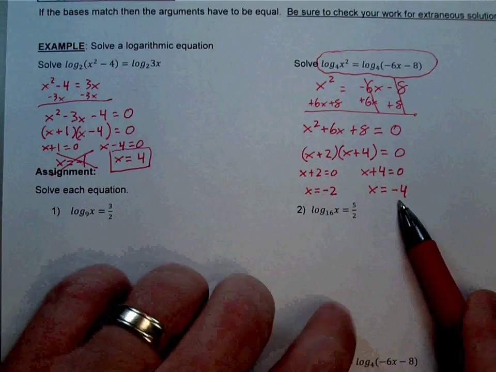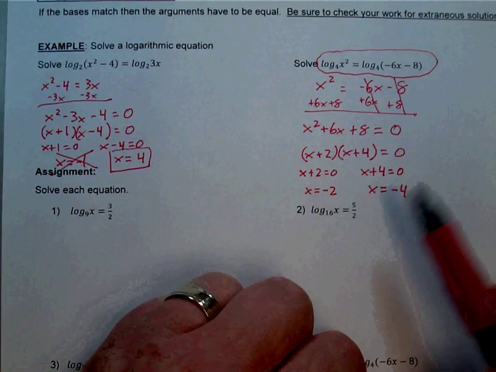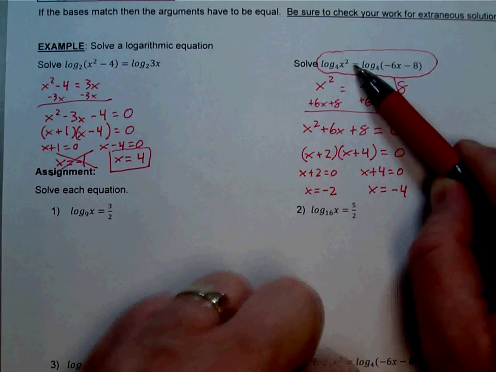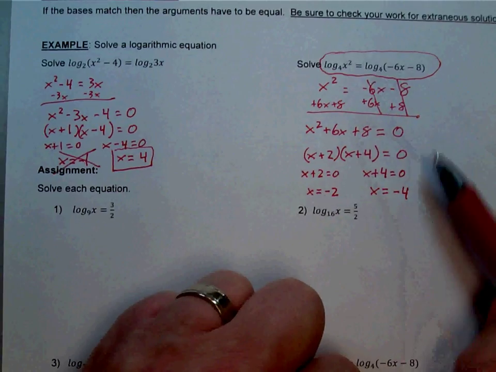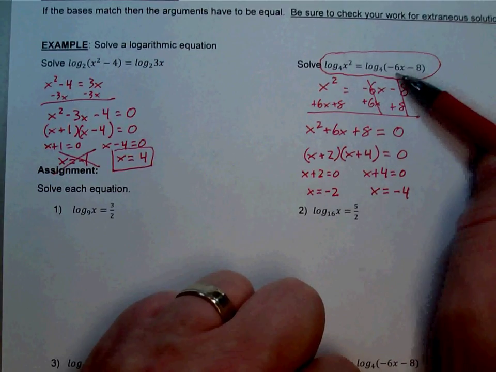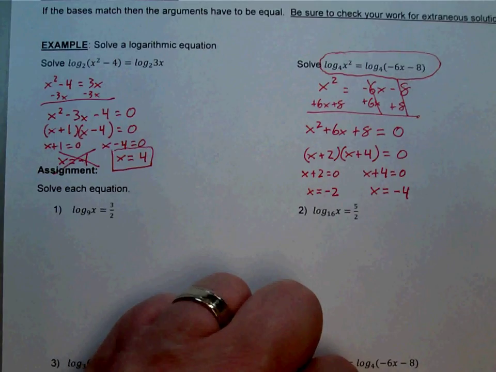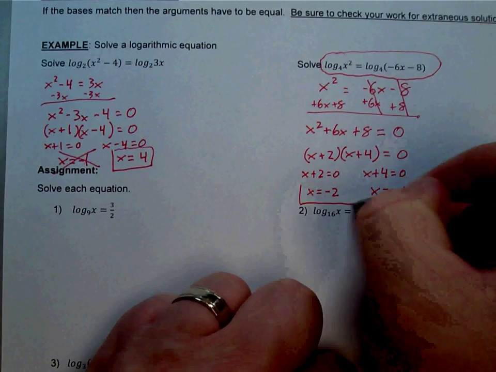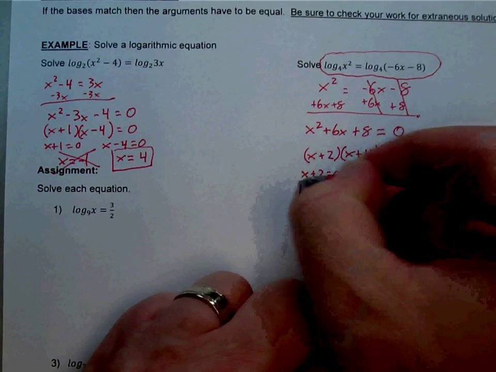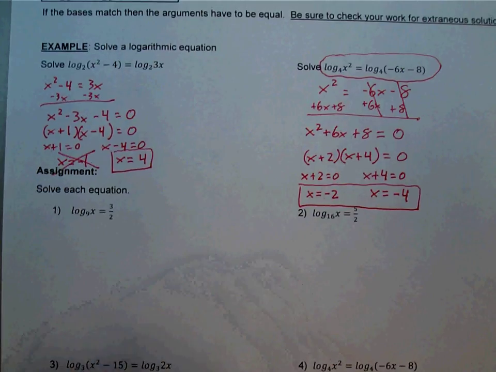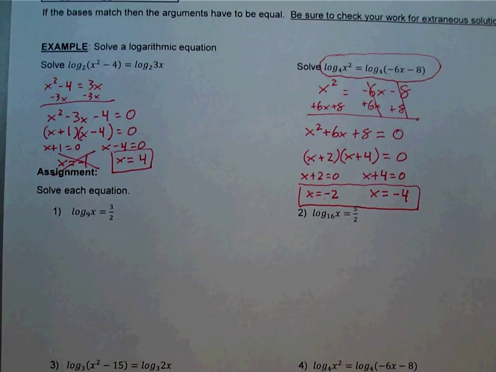Let's check negative 4. When you plug it into the left side, you square negative 4. That gives us positive 16. That's not a problem. Plug negative 4 into the right side. Negative 6 times negative 4, that's positive 24. Subtract 8 from that, we get 16. That's okay. Both of those worked. So I don't have any to cross out. So there could be more than one answer like there is in this case.